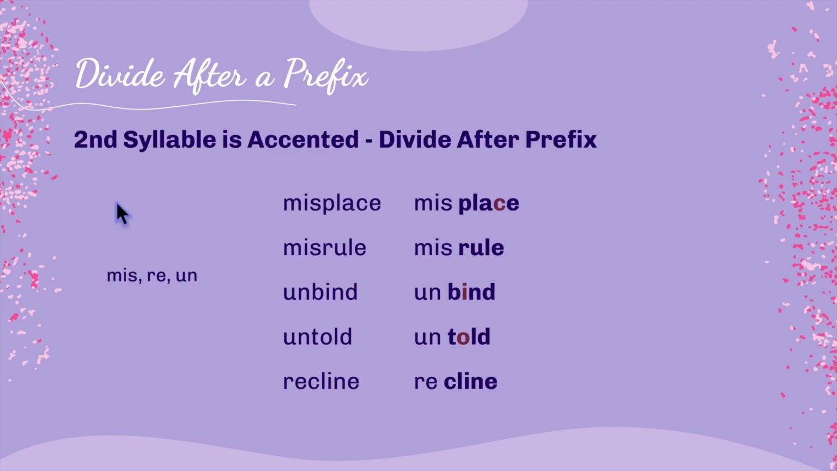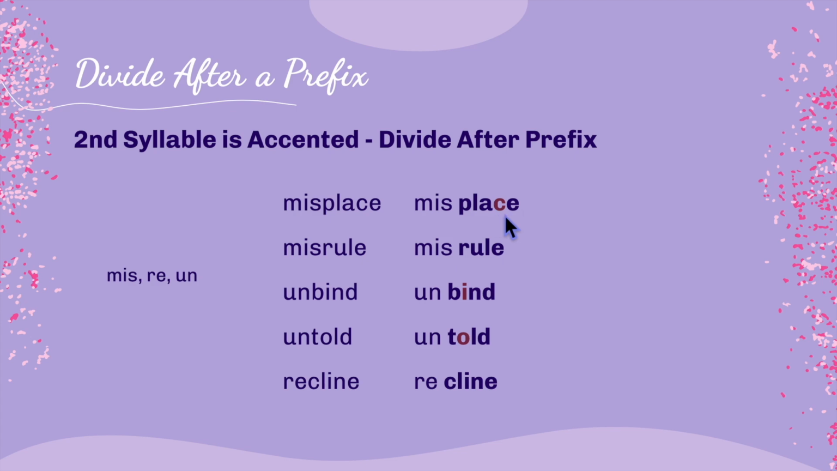Another rule is to find the prefixes and divide between the prefix and the root word. Right here, we're going to use these three prefixes, miss, re, and un. So in these words, we are going to split after miss, after un, and after re. Then we follow the rules we've used. Miss and un are both closed syllables with vowels in the middle or at the beginning with a short sound. And notice that re is an open syllable. It ends in a vowel with its long sound. And we read the second syllables like we normally would.